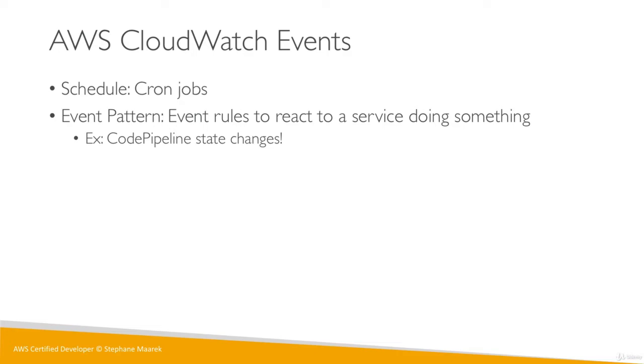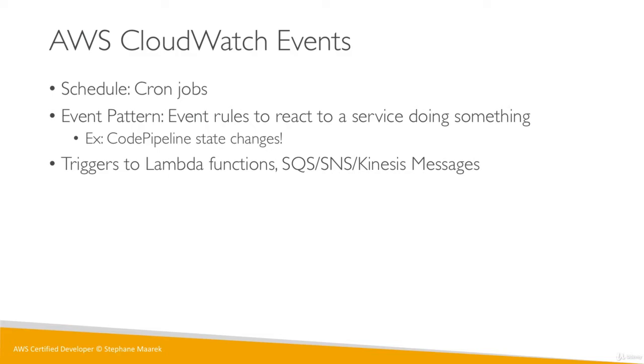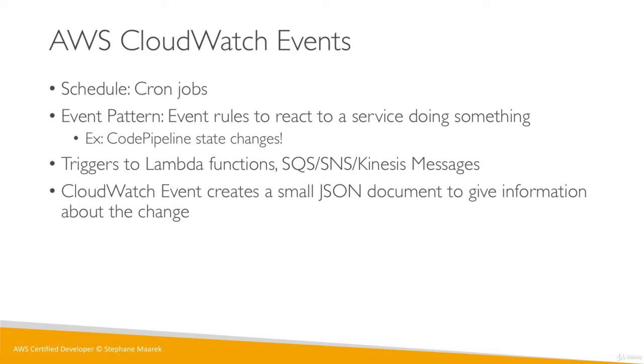So for example, one example I like to have is CodePipeline state changes. We can detect CodePipeline state changes using CloudWatch Events and then trigger maybe Lambda functions or send a message to SQS, SNS, Kinesis. I mean, you can get different integration points if you wanted to. When you have CloudWatch Events, as an output, the event it creates is a small JSON document, and it will give a little bit of information about the change.